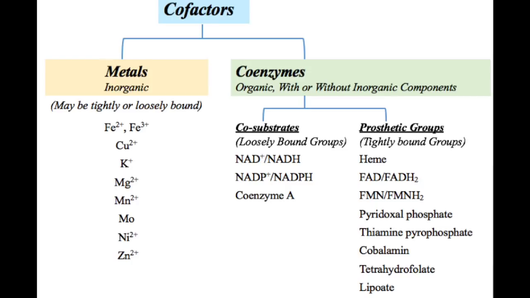It's fairly easy to figure out which ones are metals, and the other ones are going to be coenzymes. Of those coenzymes, you only have to worry about NAD+, NADH, NADP+, NADPH, and coenzyme A. If you memorize those as being co-substrates, you know the rest that we're going to see are going to be prosthetic groups, and this should make it easier for you.